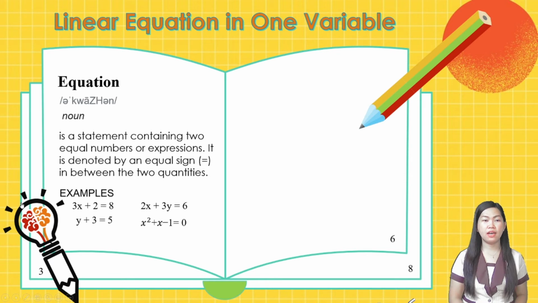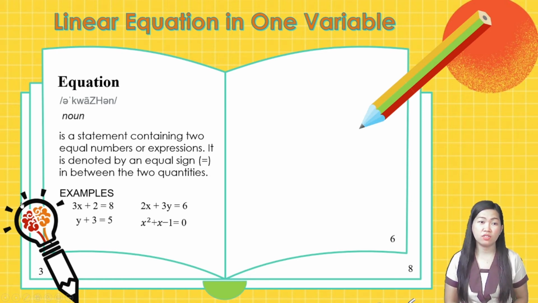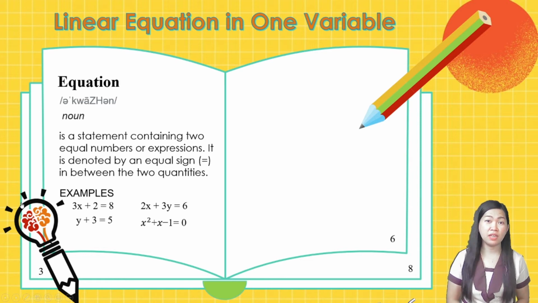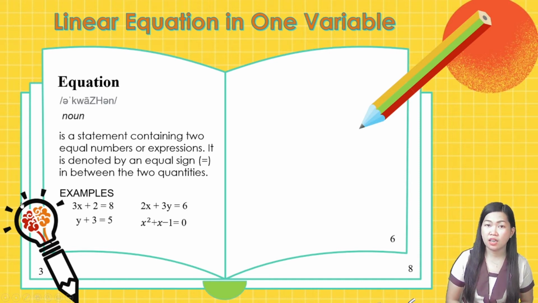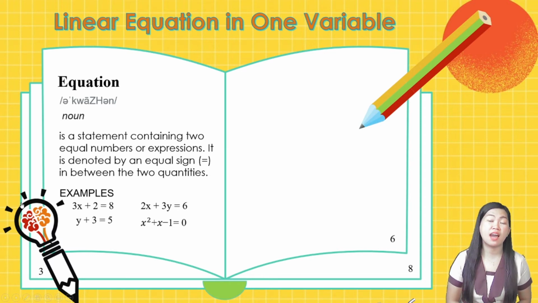So examples, we have 3x plus 2 is equal to 8. We have 3x plus 2 is an expression, and 8 is also an expression. So in the middle of these two expressions, what can you see between them? So it's the equal sign. So next example, we have y plus 3 is equal to 5. Next, we have 2x plus 3y is equal to 6. And the last example we have here is x squared plus x minus 1 is equal to 0.